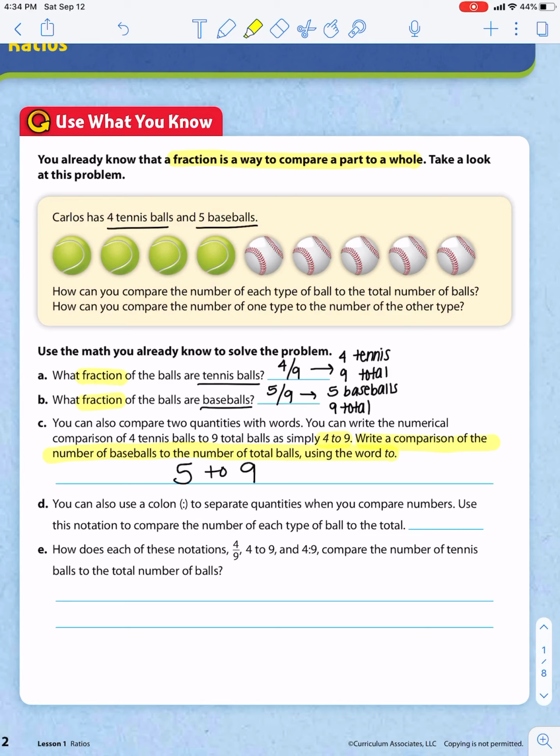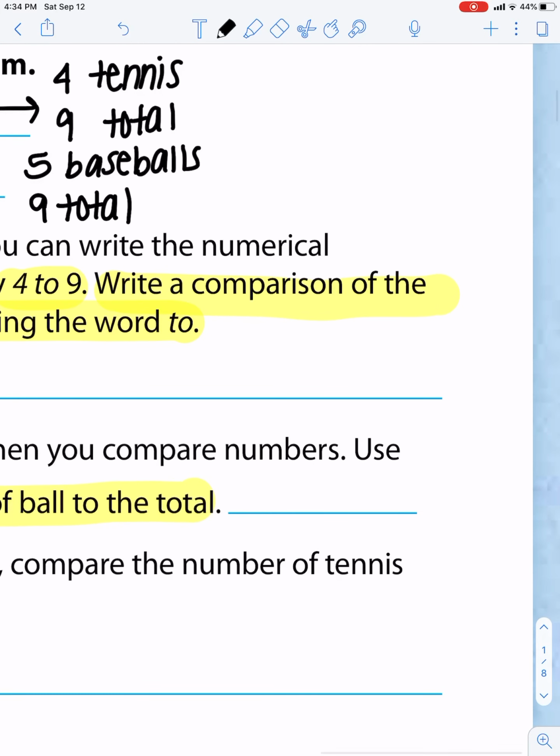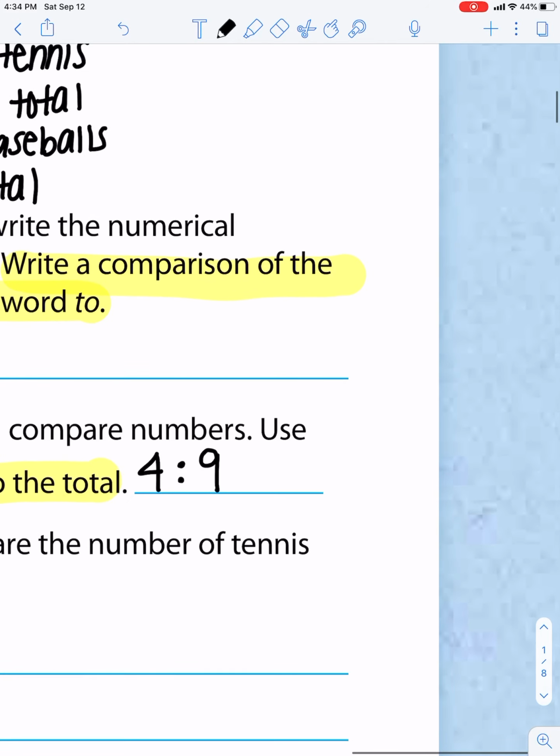For letter D, it says you can also use a colon to separate quantities. When you compare numbers, use this notation to compare the number of each type of ball to the total. So now it wants us to do each type of Carlos's balls to the total number of balls. So Carlos has 4 tennis balls. I'm going to insert that colon. The 9 represents the total number of balls. Then he also has 5 baseballs, using that colon, to 9 total.